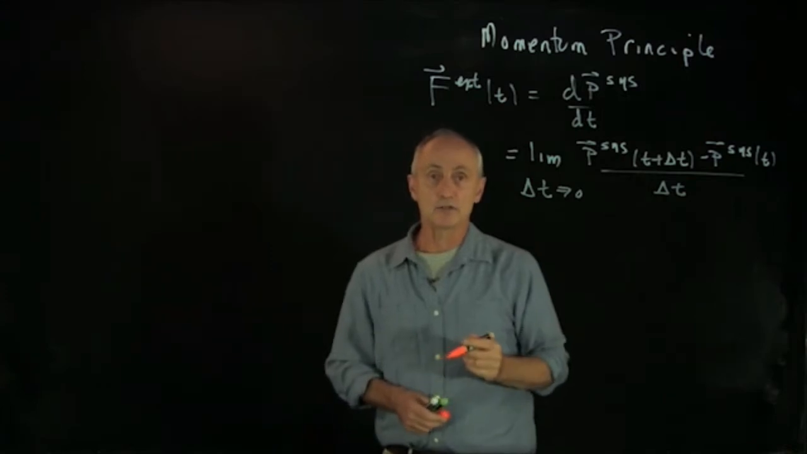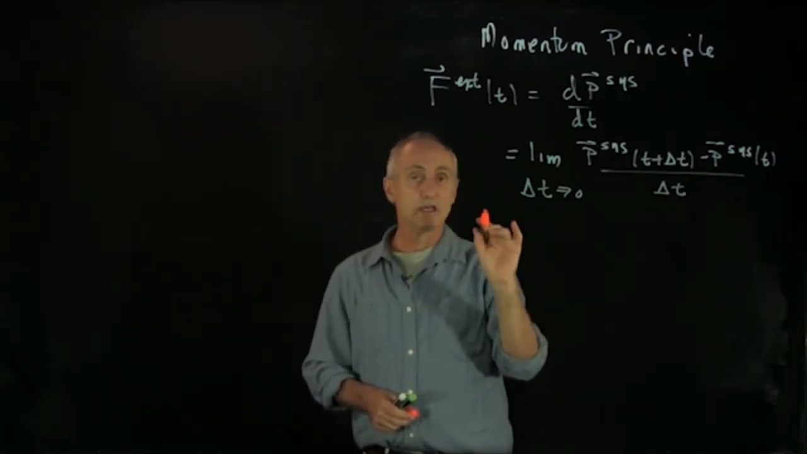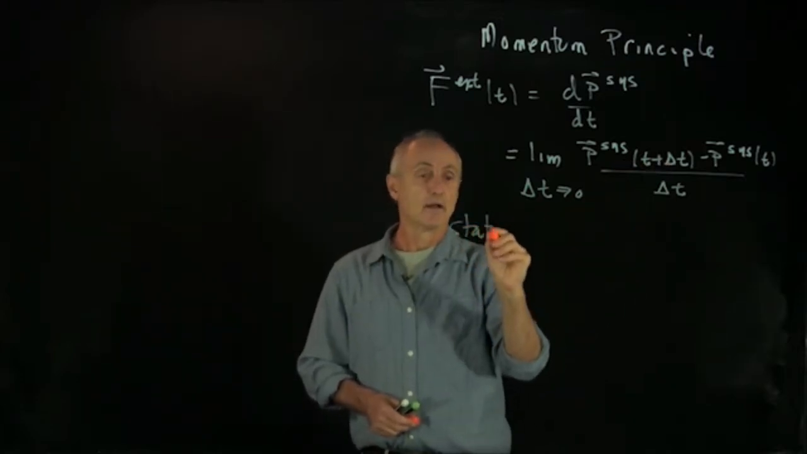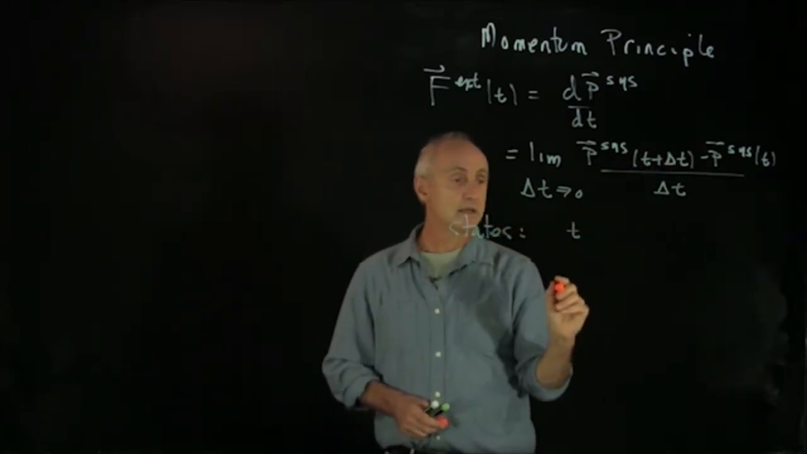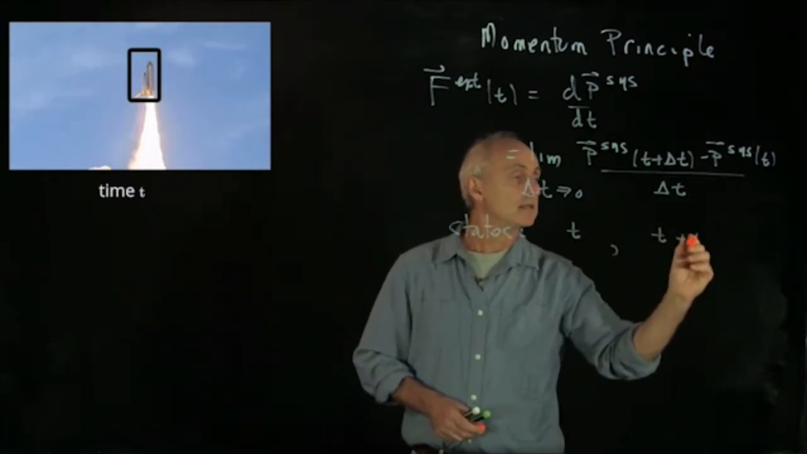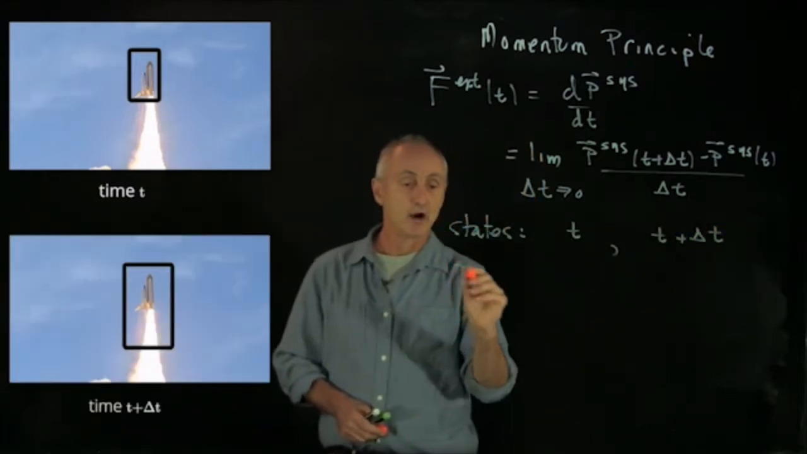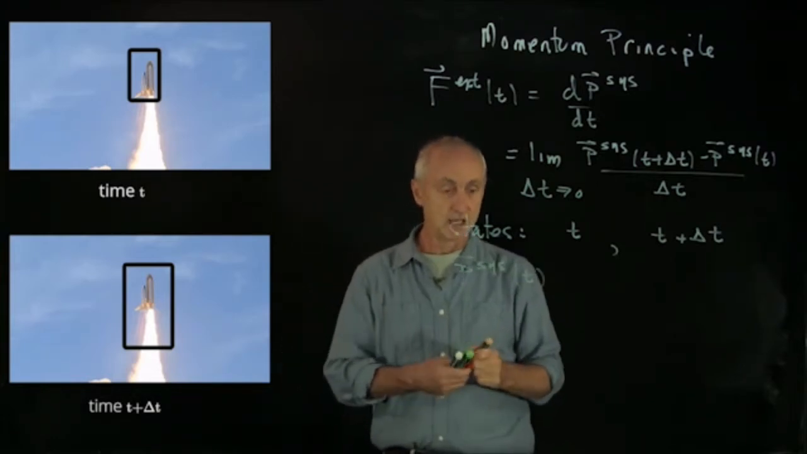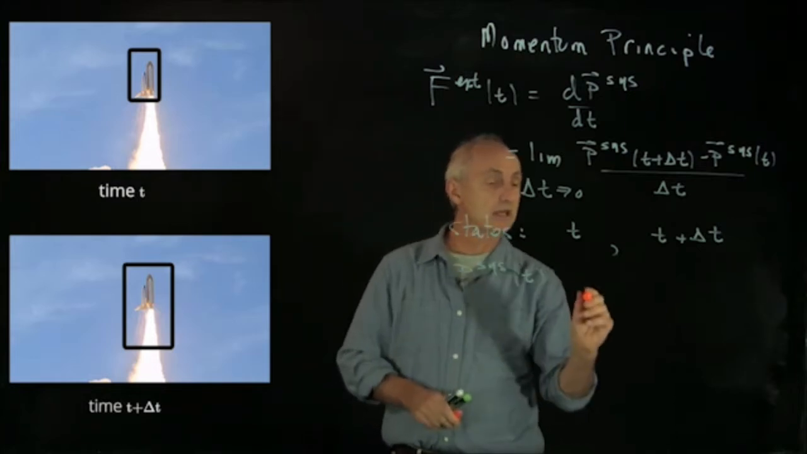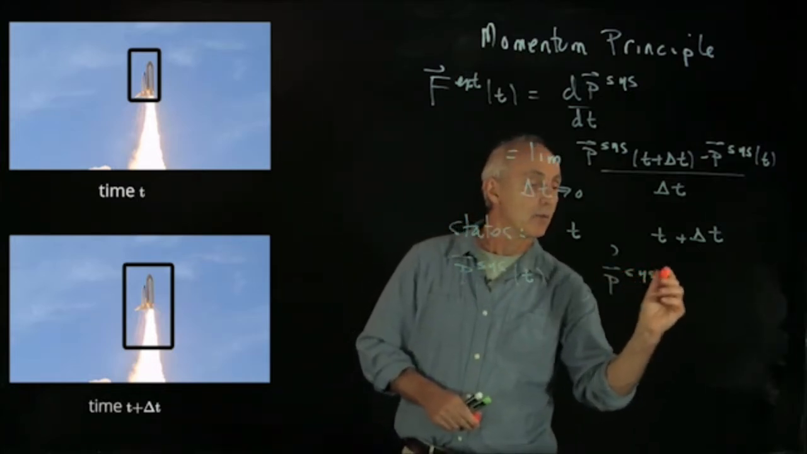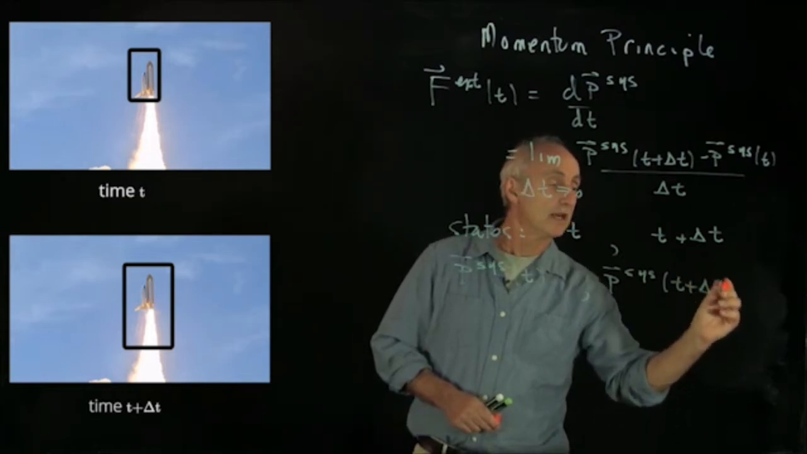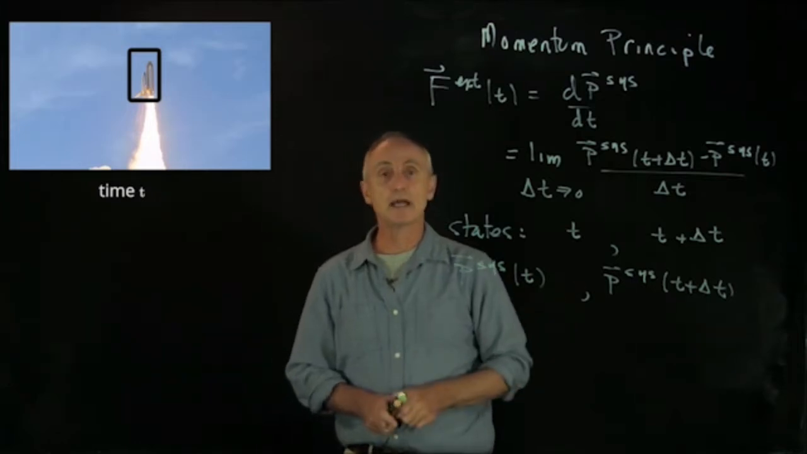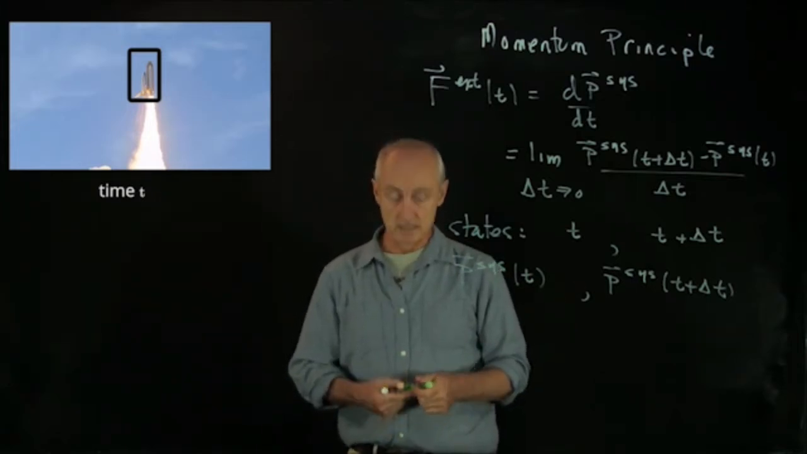So in order to analyze the rocket, what we need to do is separately analyze the momentum at our two states. So we have a state at time t, and we have a state at time t plus delta t. And our goal will be to analyze the system momentum at time t, and separately the system momentum at time t plus delta t. And then we can apply the momentum principle.